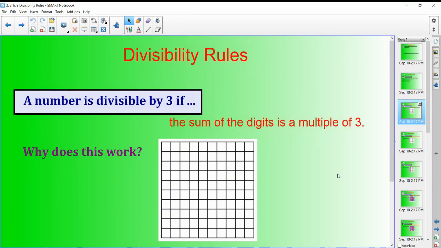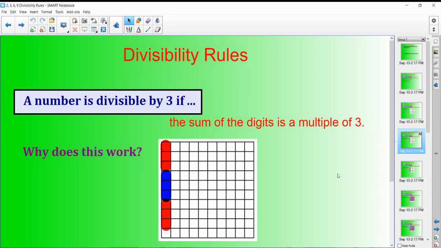Now 3, okay, the rule for 3 is if the sum of the digits, so we take each digit and add them all together, if we get that number, which is a multiple of 3, then the big number is divisible by 3. And we'll see why this works.